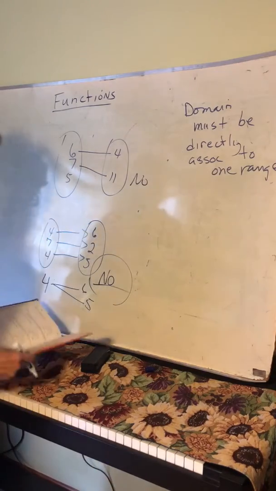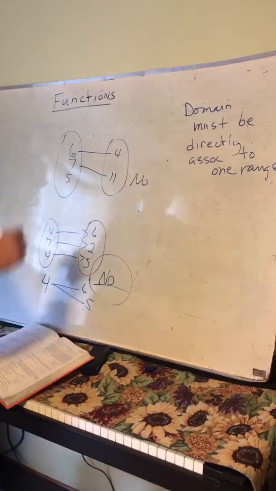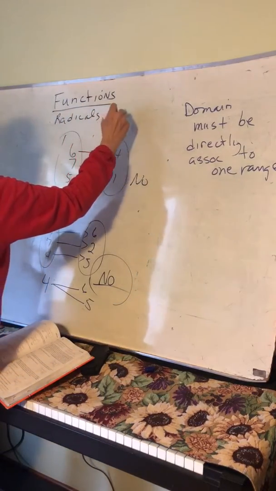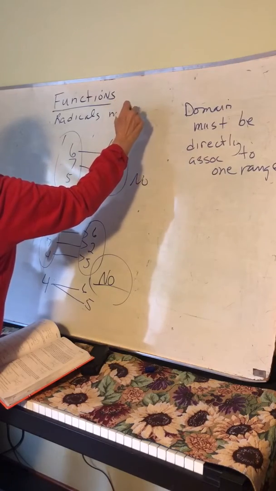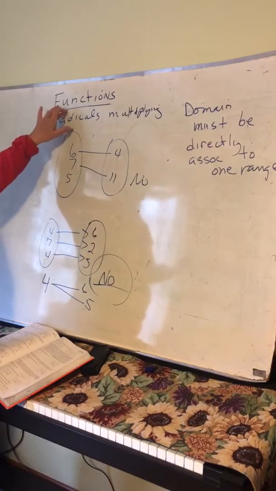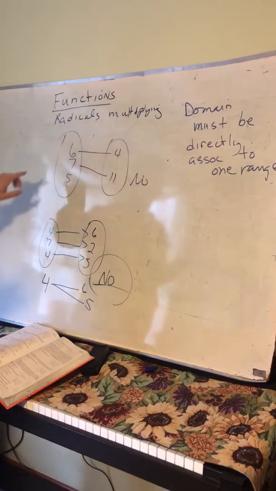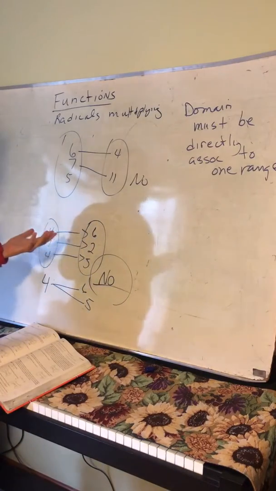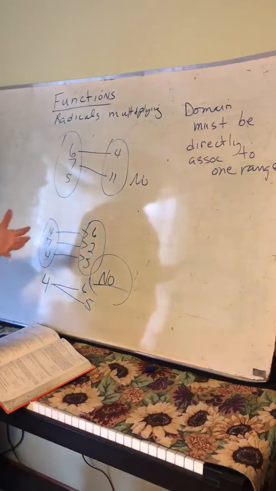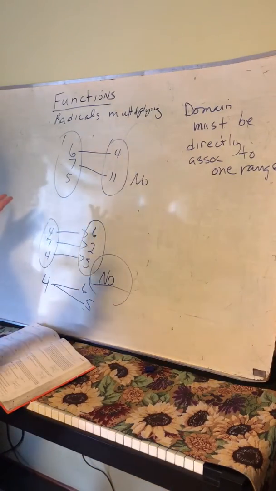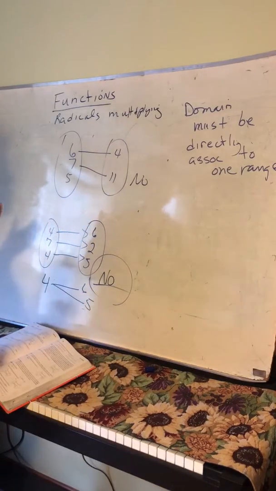Okay, so that concludes lesson 84. We did radicals, multiplying radicals, and more talk on functions and what they are and how you recognize them. And functions are basically lines you can graph. Some type of line, whether it be a circle, parabola, whatever, what you can graph on a graph, some type of line.